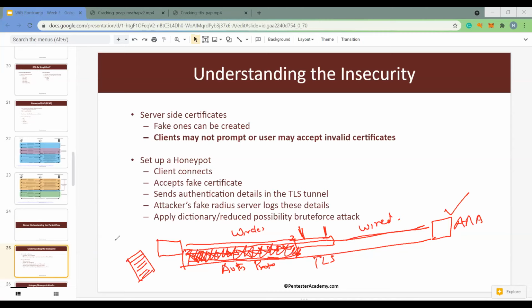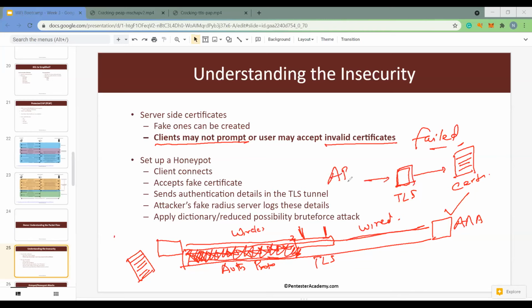So all the security of this scheme, if we talk about the domino effect, everything is dependent on the TLS tunnel, and the TLS tunnel depends on the certificate. If the user accepts any invalid certificate, or if the client device for some reason is not prompting for it, then all of the security that we have put into this will fail, because everything is relying on the TLS tunnel. Your authentication protocols rely on the TLS tunnel for their security, and your TLS tunnel relies on the fact that this server certificate is valid and we are communicating with the correct AAA server.